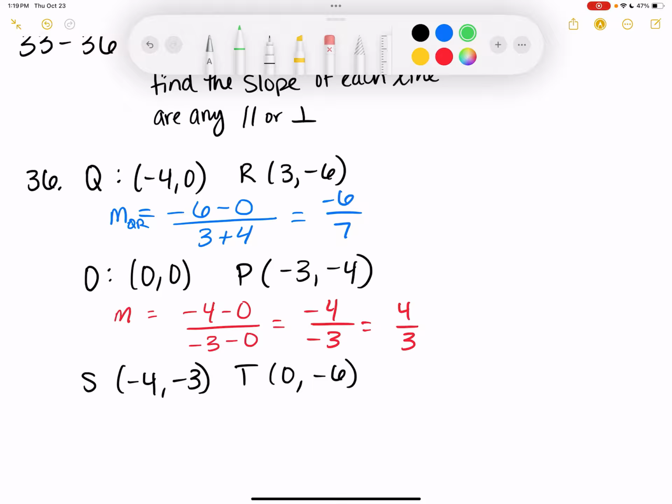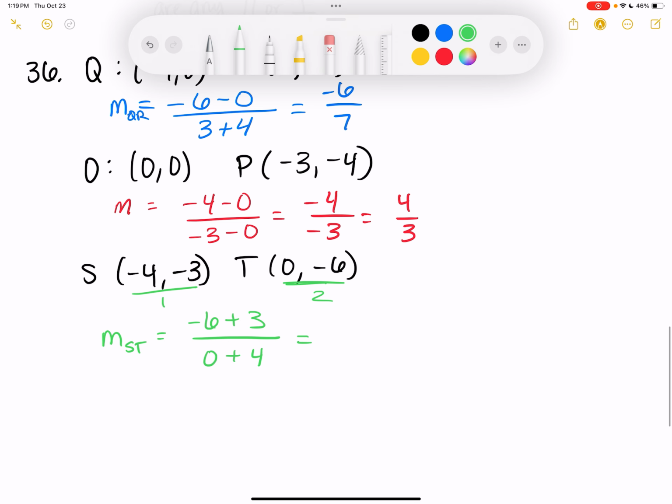Somebody else do the last one for me. -3 plus 6. And then 0 plus 1. Yeah. So -6 plus 3 over -4 plus 0. So we've got to keep it, if this is point 2, then this has to stay point 1 for the whole thing. But it doesn't matter, and I can show you that it will work out the same way either way. So this is -3 over 4.